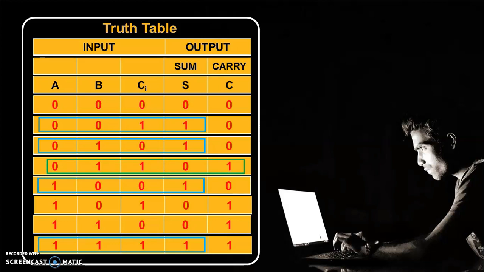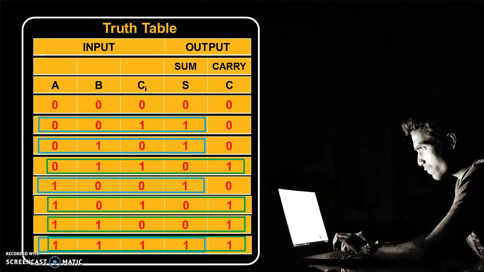So for 0 1 1, that is decimal number 3, we are getting high in carry output. 1 0 1, that is decimal number 5, again we are getting high output in the carry. 1 1 0, that is decimal number 6, again we are getting high output in the carry. And at the last, for 1 1 1, that is decimal number 7, again we are getting high output in the carry.